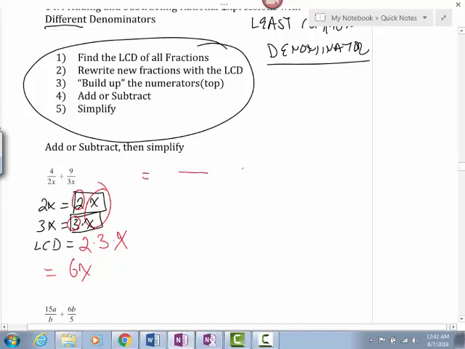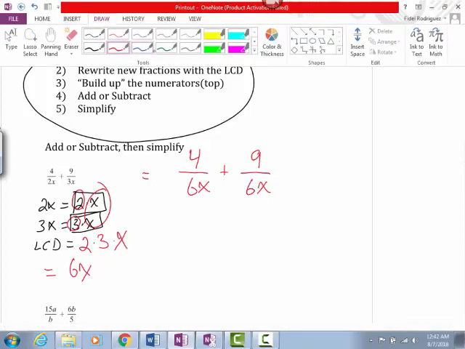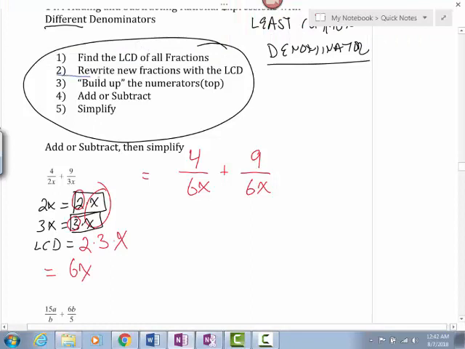Okay. So now I'm going to rewrite the fractions with brand new denominators of 6x. It was a plus in the middle, so I'm going to put a plus in the middle. Now we already had the number 4, and we already had the number 9. We're going to come back and build up, because we've already rewritten with the new common denominators. Now we're going to do the building up part. We used to have a 2x, and now we have a 6x. So the question I'm going to ask myself is, what did I multiply 2 by in order to get 6? Well, I had to multiply it by 3. That means I need to multiply the top number also by 3.